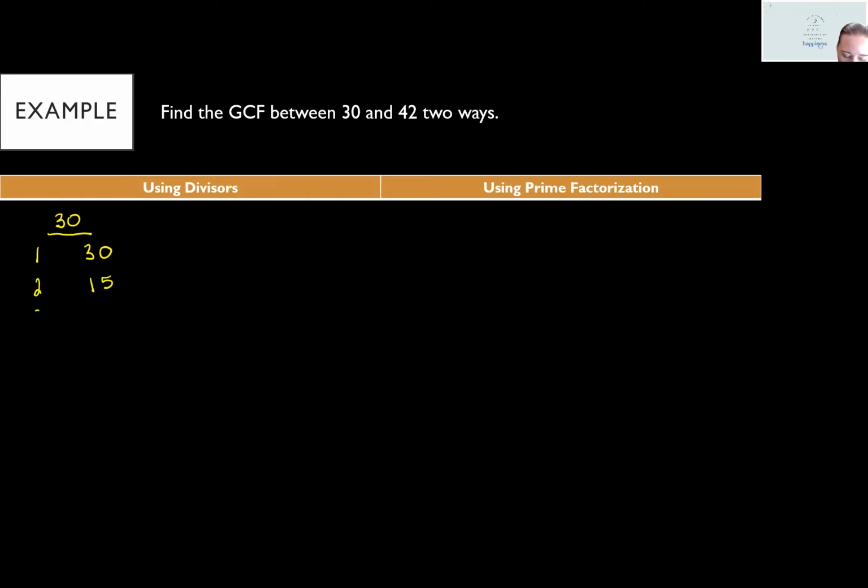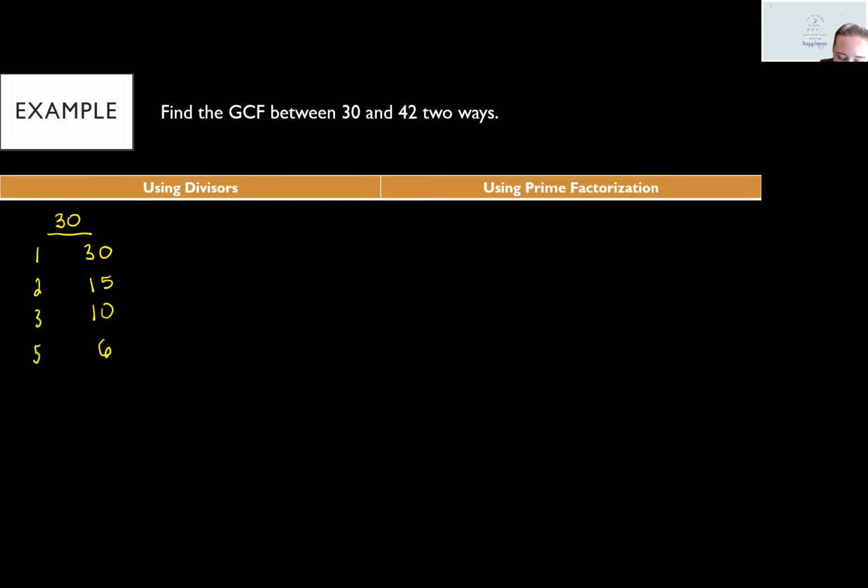So I can do 3. 30 divided by 3 is 10. 4 does not go into 30. 5, 30 divided by 5 is 6. And then the next number would be 6, but that's already on the list. So I can stop. So we've got 8 numbers that divide evenly into 30. So those are all 8 numbers here are factors of 30.